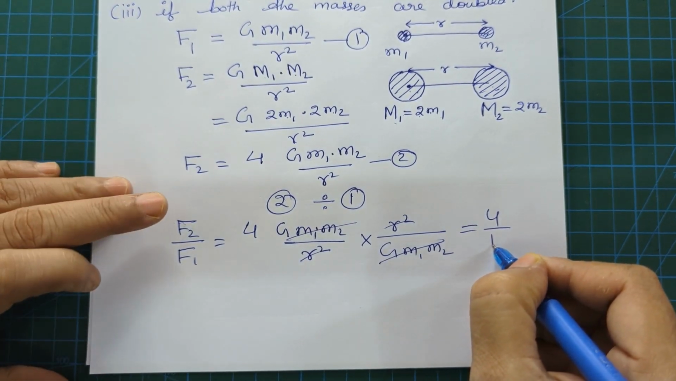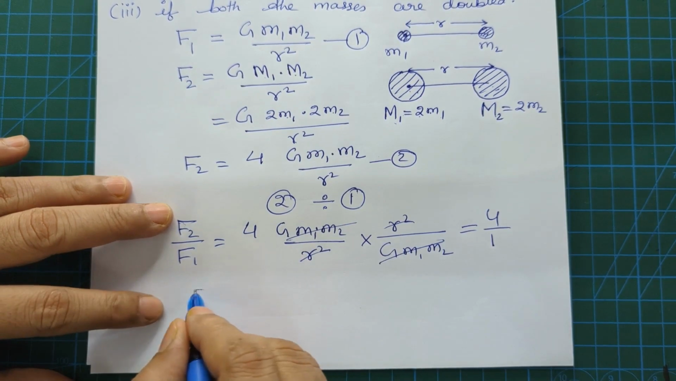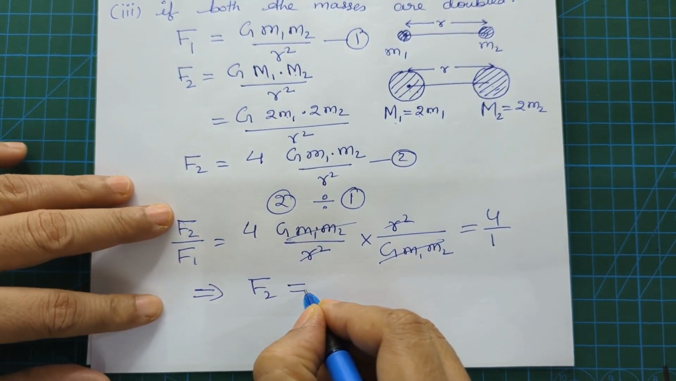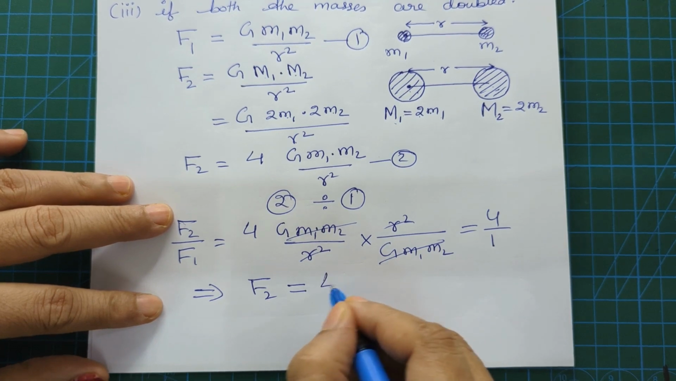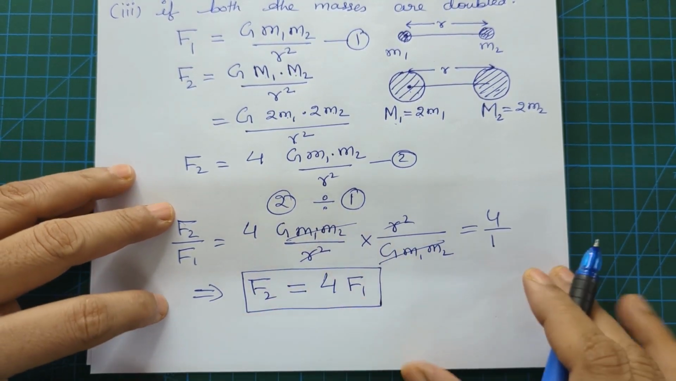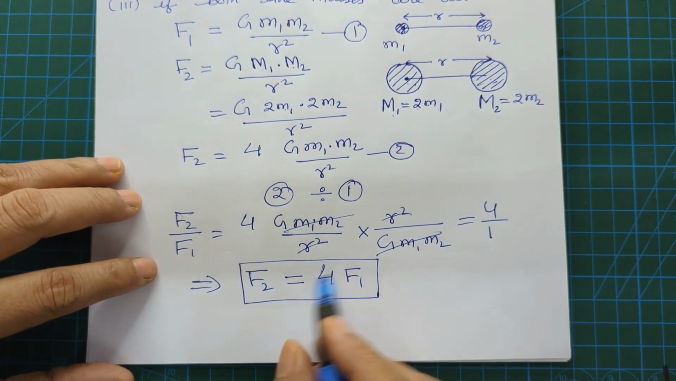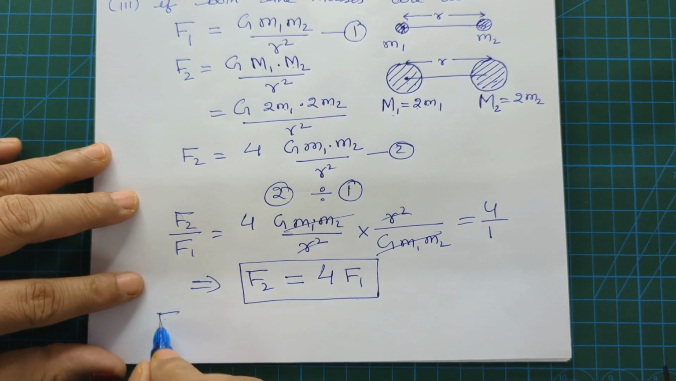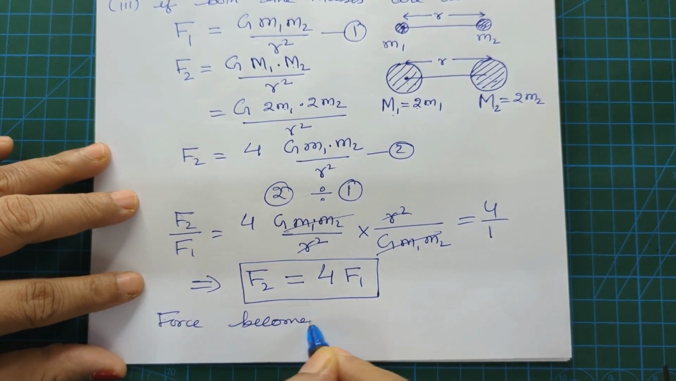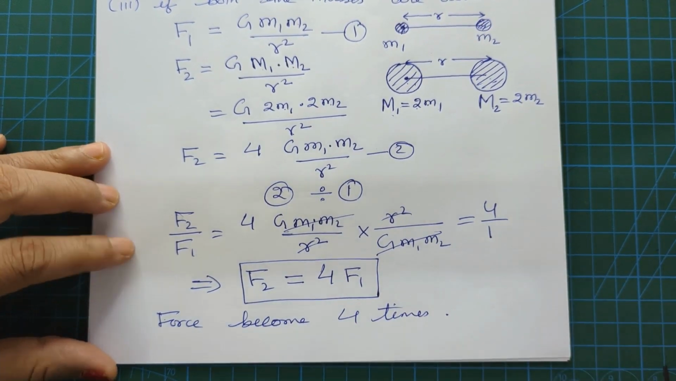Now what is F2 in terms of F1? Just simple cross multiplication. So the new force of gravity between the masses, when masses are doubled and distance remains same, is 4 times F1. So we'll give a conclusion: if both the masses are doubled, the new force of gravity becomes 4 times the initial force of gravity.